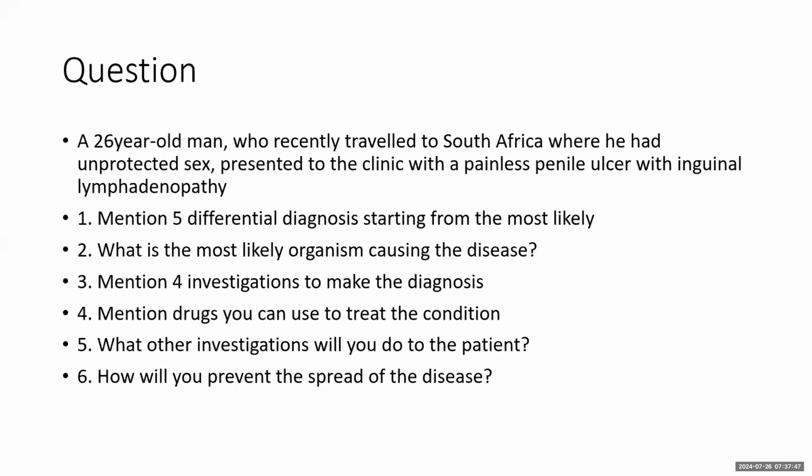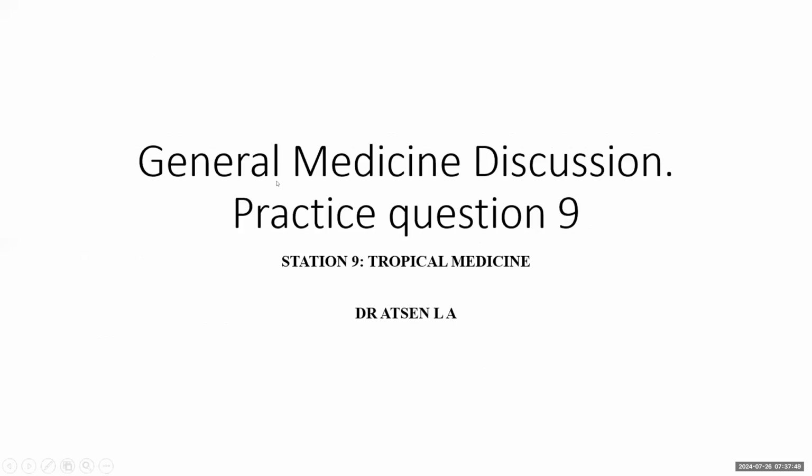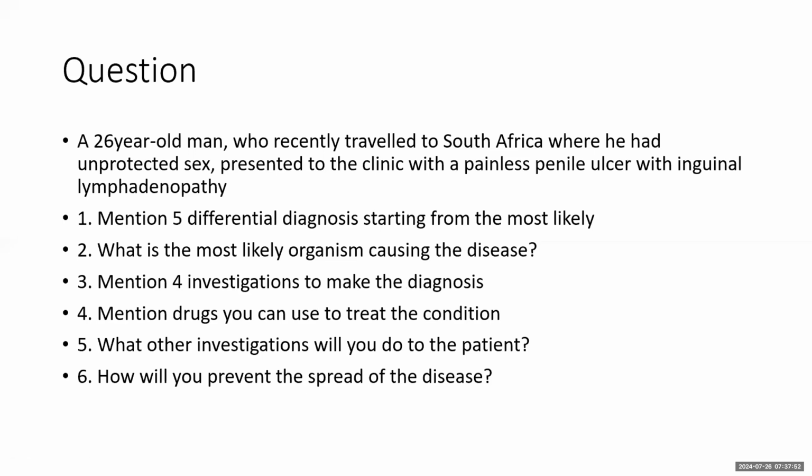So the question is: a 26-year-old man who recently traveled to South Africa where he had unprotected sex presented to the clinic with a painless penile ulcer with inguinal lymphadenopathy. One, mention 5 differential diagnoses starting from the most likely. Two, what is the most likely organism causing the disease? Three, mention 4 investigations to make the diagnosis. Four, mention drugs we can use to treat the condition. Five, what other investigations will you do for the patient? Six, how will you prevent the spread of the disease?